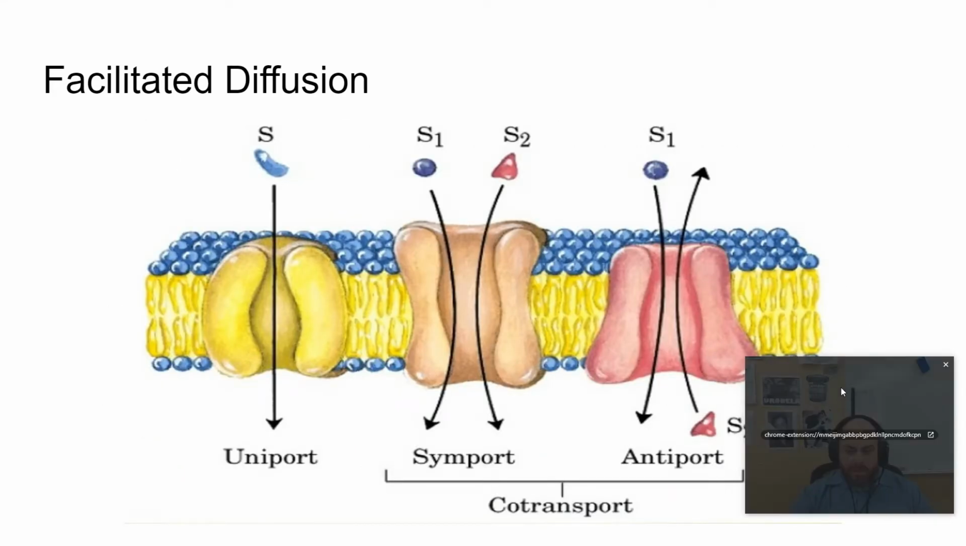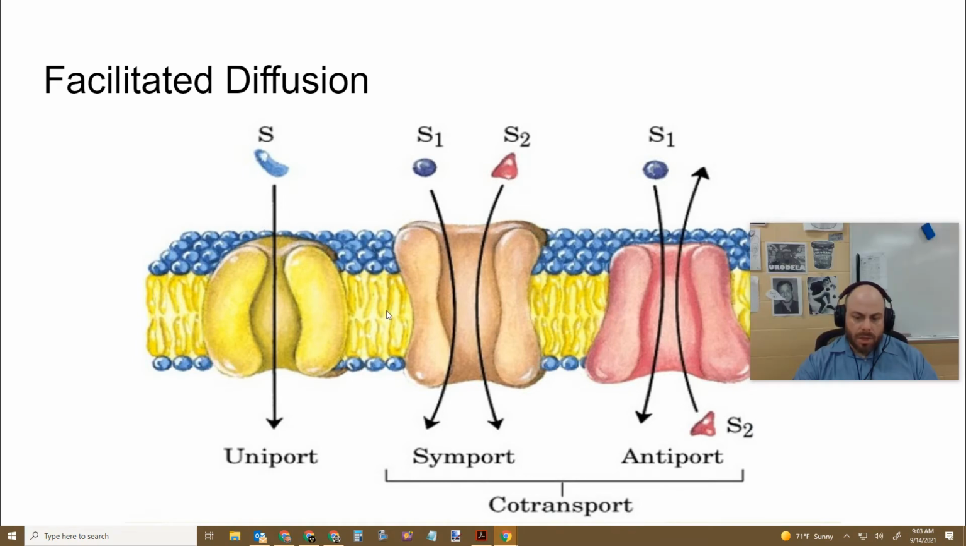Some kinds of facilitated diffusion are called co-transport, and co-transport is also called secondary active transport. This is where it uses energy from an electrochemical gradient to transport two different ions across the membrane through a protein. And so there is symport, where you have two different ions that are going to be transported in the same direction. So maybe this S1 helps S2 get across. S2 can't get across unless it hooks up with S1.